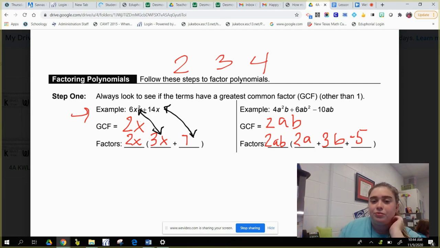So like I said, with all these methods that we're learning, no matter how many terms it has, the very first thing that we're going to check for is if it has a greatest common factor. And if it does, we're going to go ahead and take that out to simplify it for us. And most of the time, it makes our work a lot easier.